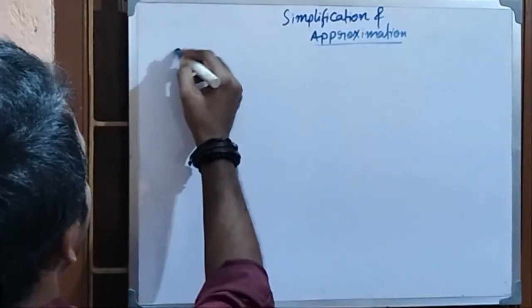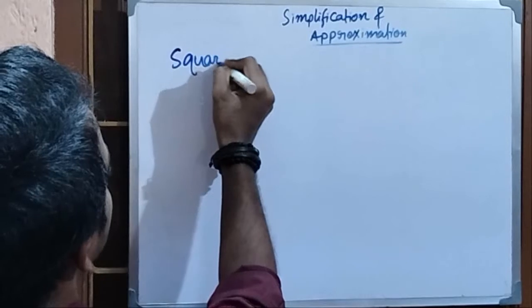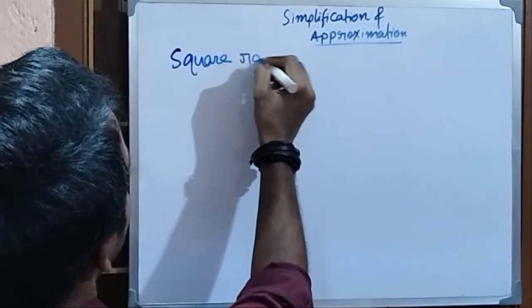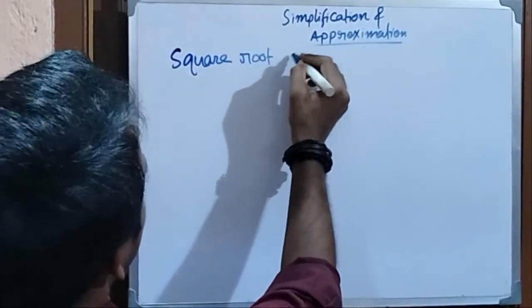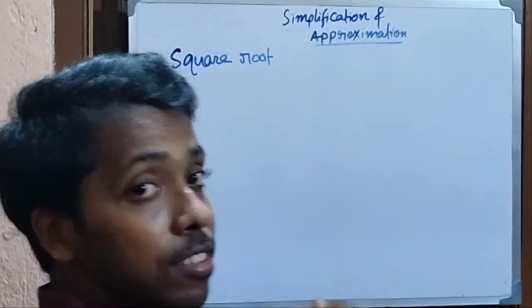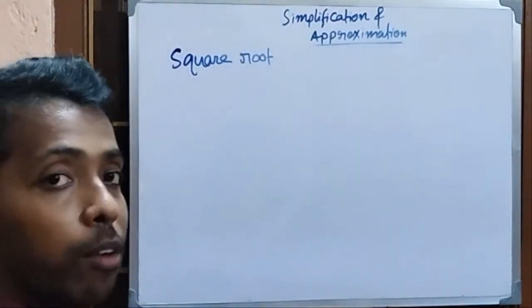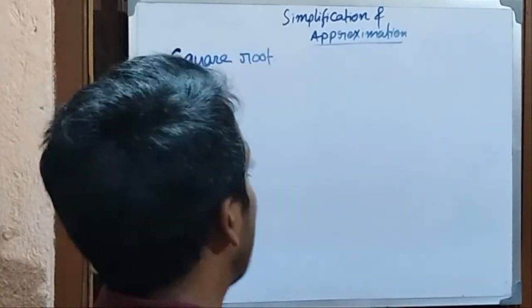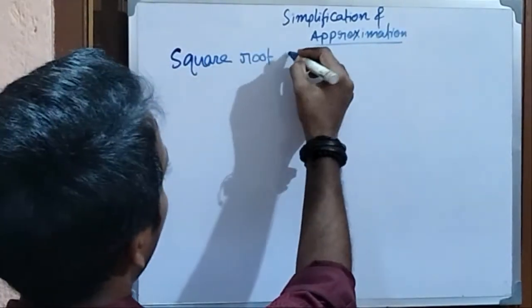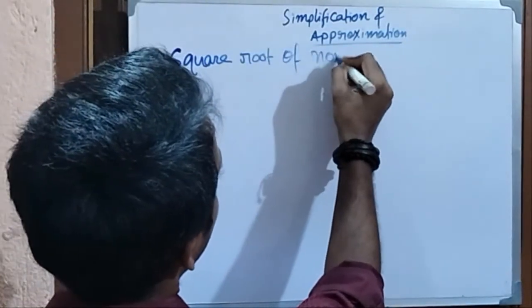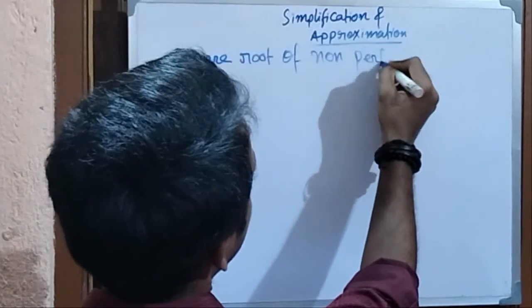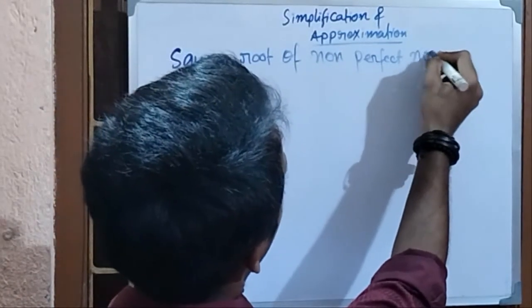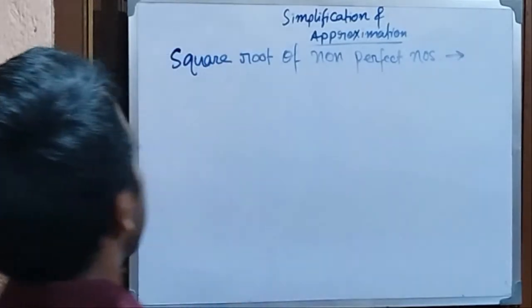It sounds like the square root and cube root of non-perfect numbers seem to be tough, but it's very easy. Rather, I can say that this is far easier than finding the square root and cube root of perfect numbers. Okay, so square root of non-perfect numbers.